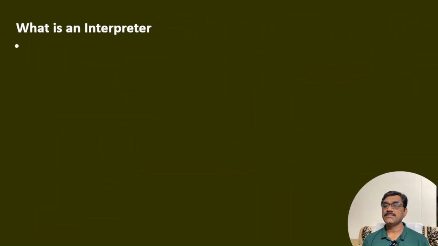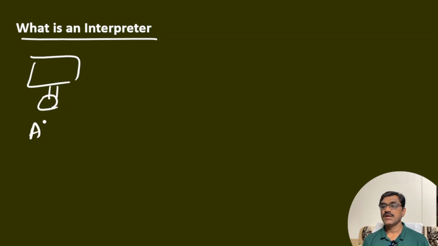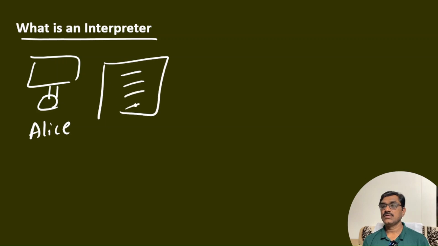Now coming to the interpreter, what do you mean by the interpreter? See, in the interpreter, assume that we have the same system. Assume that Alice has written the code. How many instructions? 4 instructions. The operating system she has used, assume, is Windows. Now here we are not going to use any concept called compiler.